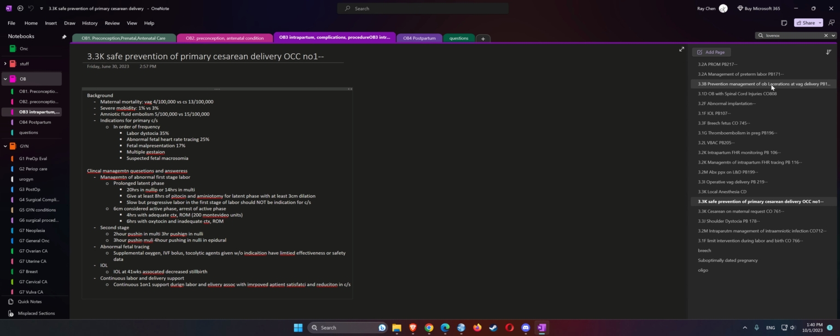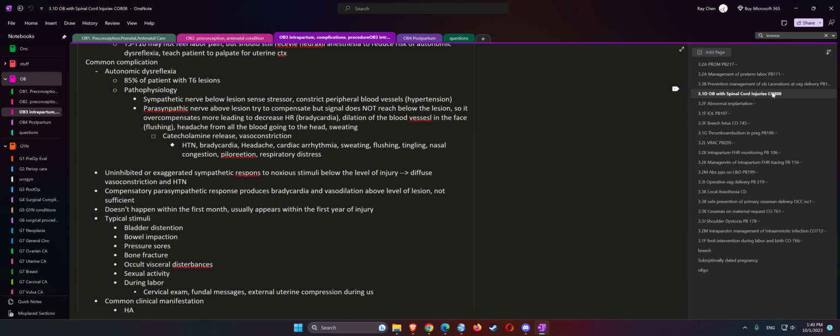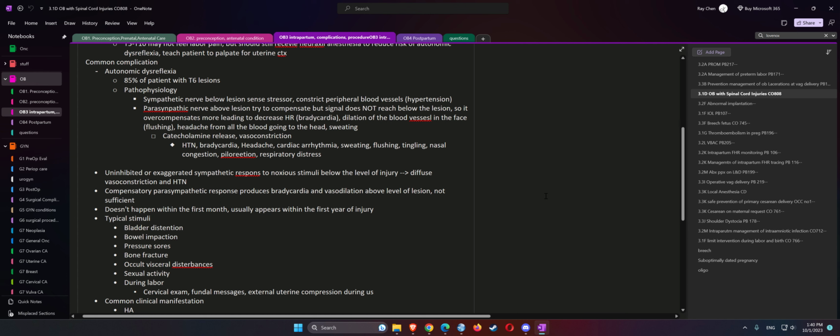I believe both these pictures are common if the injury happens suprasacrally, but if the injury happens at the level of the sacrum, the clinical picture or the deficit is usually more of a flaccid bladder, where the bladder fills up, and then there is overflow incontinence. Okay.